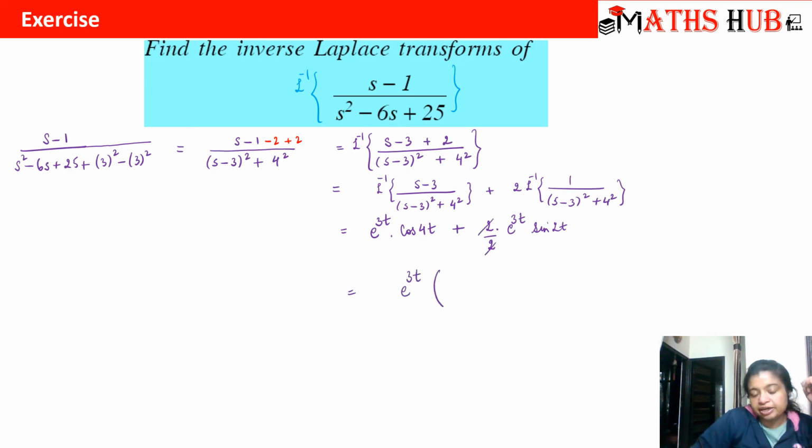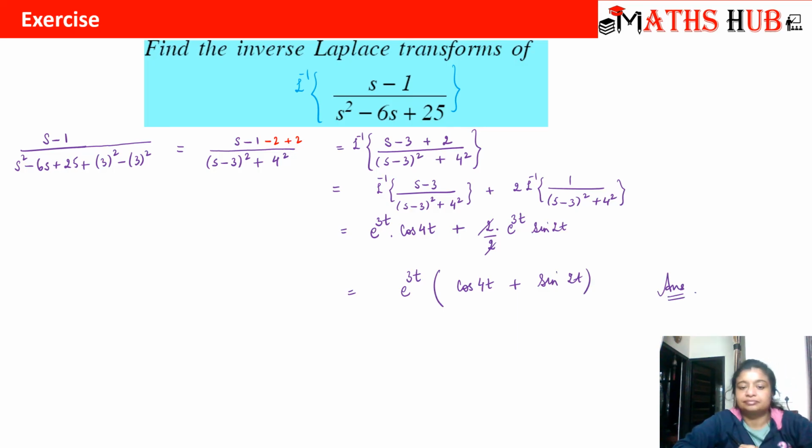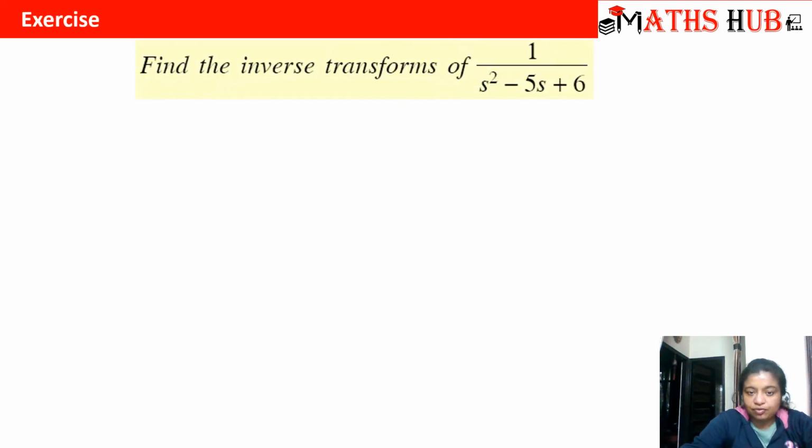We can take out e raised to power 3t common and we get cos 4t plus sine 2t. So this becomes our answer, right? So looking at the denominator terms, we need to manipulate the numerators and then we need to see how the first shifting property is applicable in the question, right? Let's do one more problem.